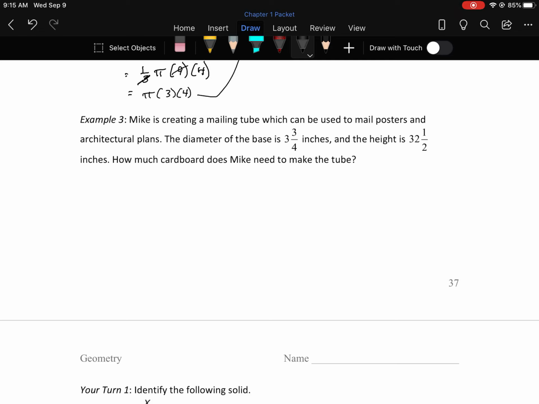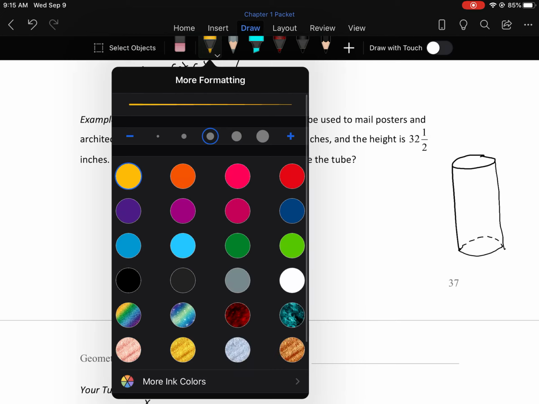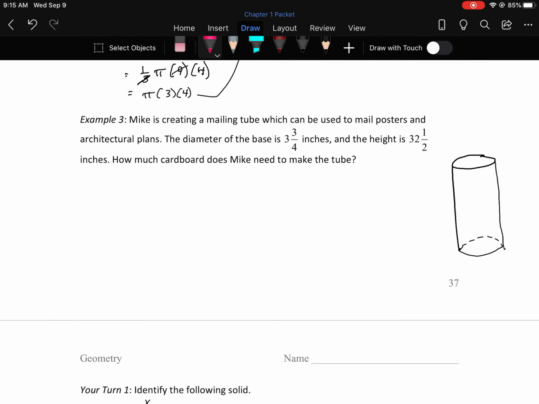All right, so he's creating a mailing tube. Tubes are generally what shape? They're generally cylinders. So thinking if you were putting a poster in something, you would put it in a tube. So there's our tube. All right, it says the diameter of the base is 3 3/4 inches. I prefer to either use decimals or improper fractions. I'm going to go ahead and use decimals.